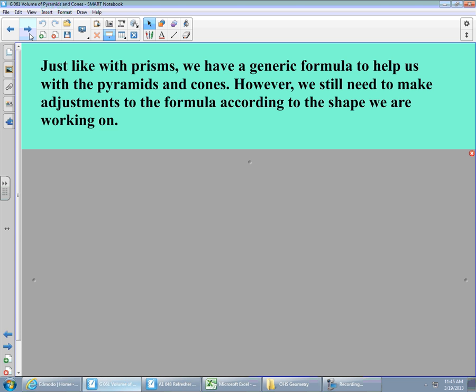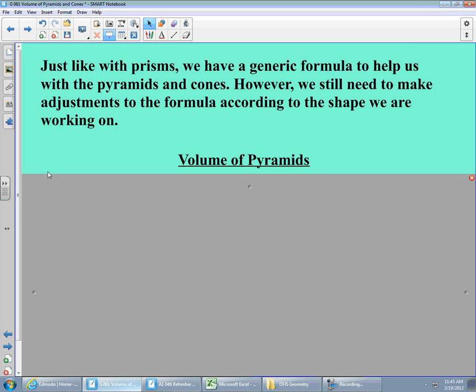It's not going to be quite as much of an adjustment as it was yesterday, but still a good bit of generic in the formula. Okay, but we do have a formula that goes along with it, volume of pyramids. The formula should look largely familiar to what you were working with yesterday. The only difference is we have a coefficient in the formula this time.